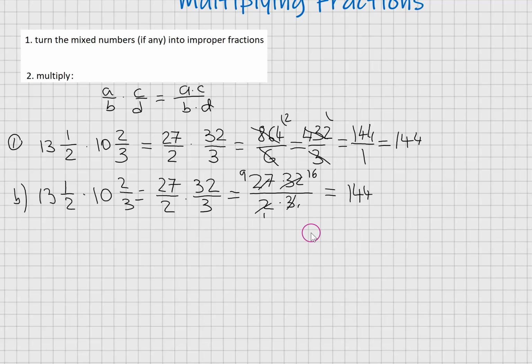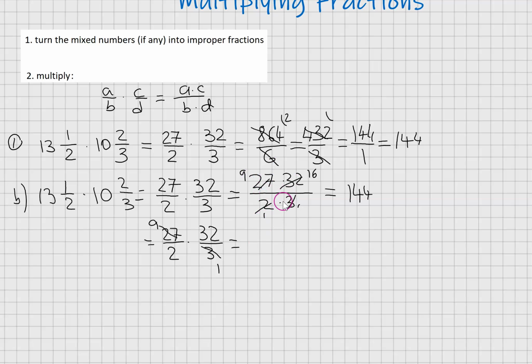Way simpler. We can even make it even shorter by ignoring this. Once you have them in the improper form, you can just simplify a number at the numerator with a number at the denominator by the same value, if you can divide them both by the same value. So in this case, 27 and 3 both can be divided by 3, 1 and 9, just like here, but we want to skip this step because it takes time to write it and so on.